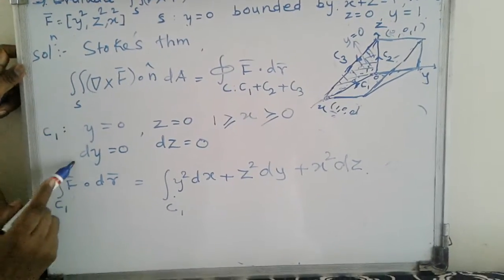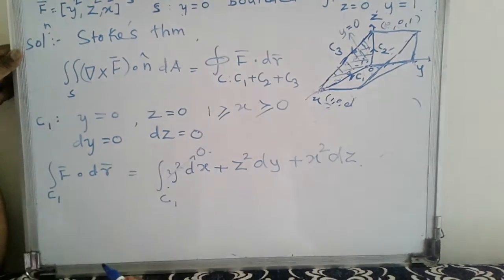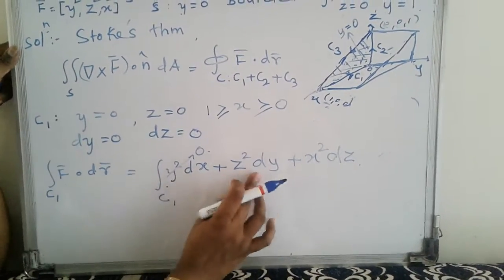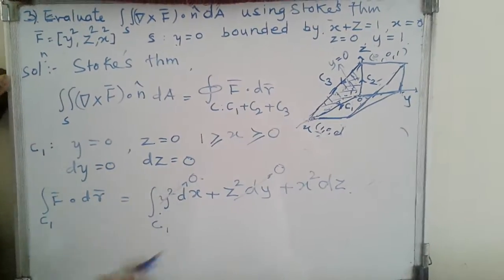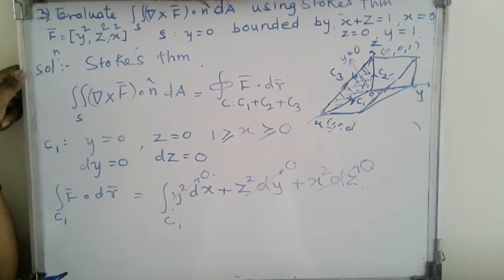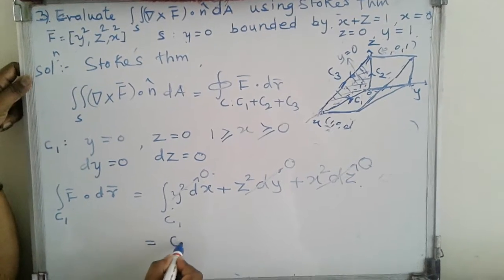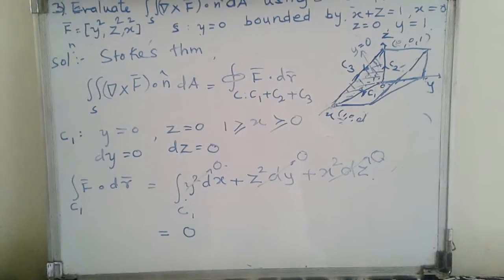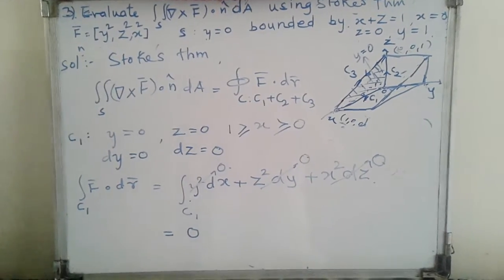Let's use this data of the path C1. y is equal to 0, so the first term tends to 0. In the second term, dy is 0, and therefore this second term also tends to 0. And in the third term, dz is 0, and therefore this is also 0. So the value of this line integral is equal to 0. Let us see the value of the line integral along the next path, that is path C2.